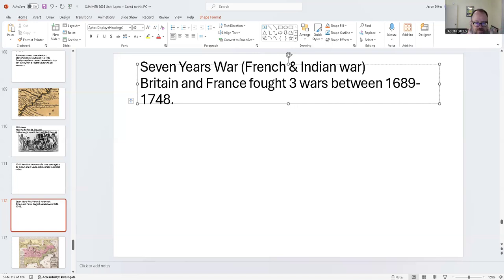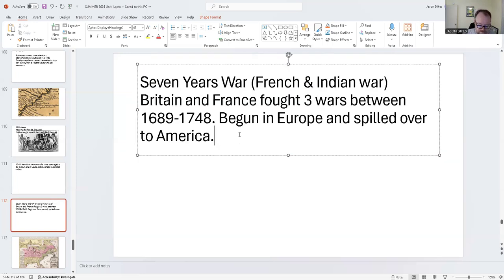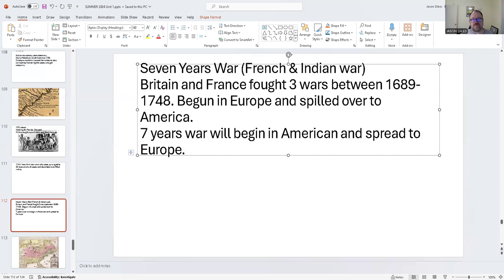There is a key difference. These previous wars, these three wars, have begun in Europe and spilled over to America. The 7 Years' War will reverse that. The 7 Years' War will begin in America and spread to Europe. Okay, so very, very different beginning for this particular war.